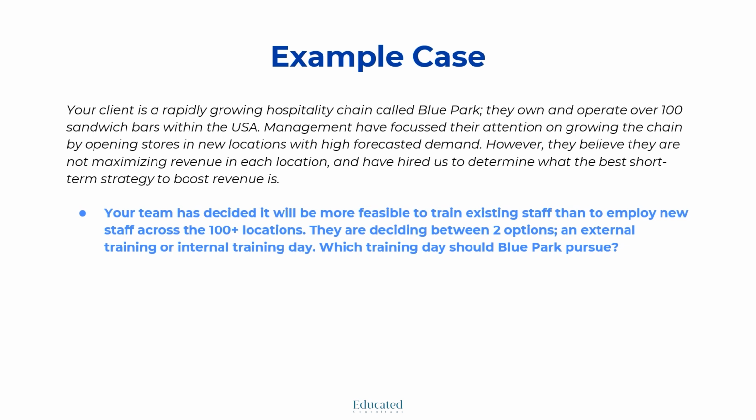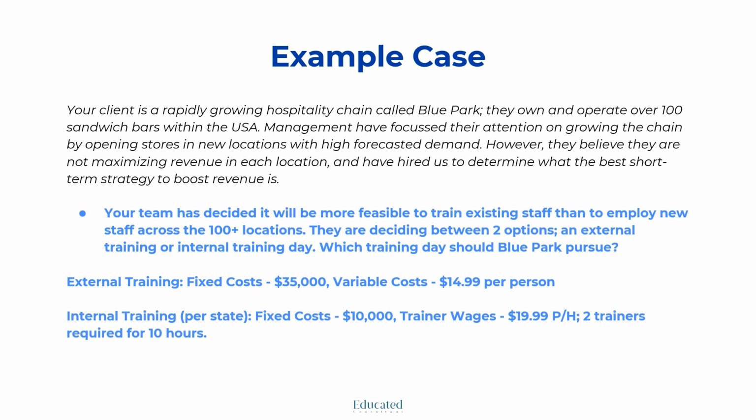The following information would likely be withheld until it is asked for, but for the sake of this example, we will use the following information. External training, fixed costs $35,000, variable costs $14.99 per person. Internal training per state, fixed costs $10,000, training wages $19.99 per hour, 2 trainers required for 10 hours. Assume 100 stores and 6 employees per store.